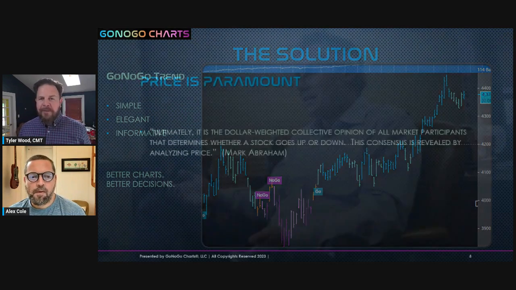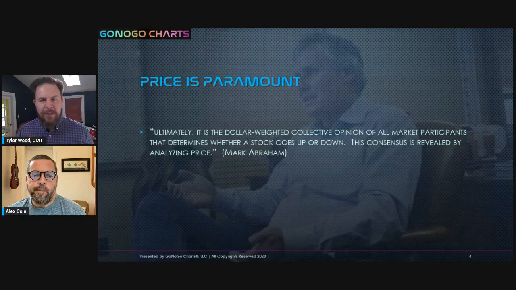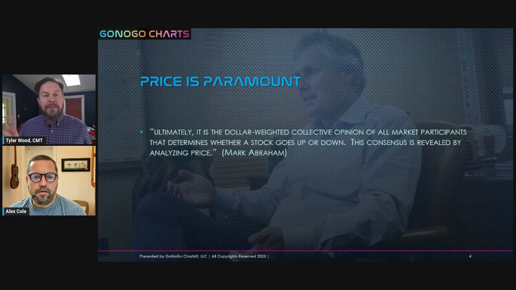And we know that fundamental analysis can be very important. The long-term trends are all driven by sound underlying fundamentals of the companies that we're investing in. But it's Mark Abraham who told us that ultimately it's the dollar-weighted collective opinion of all investors that determines whether a stock moves up or down. He's talking about the supply and demand relationship. And that consensus is revealed by analyzing price.